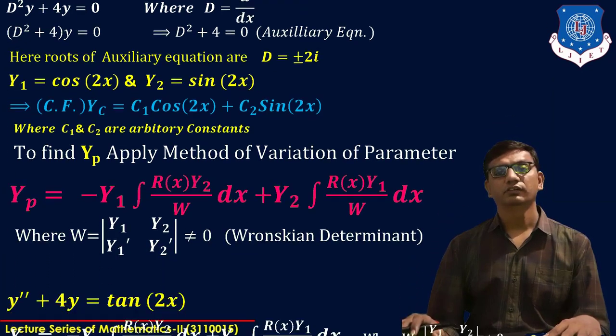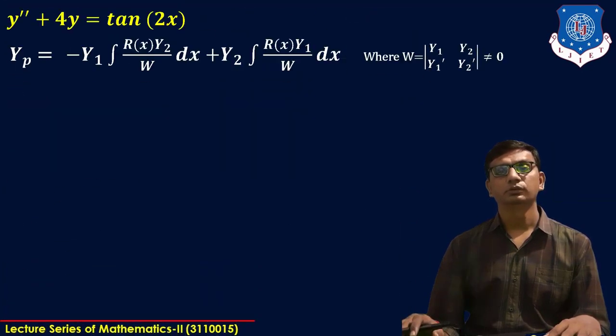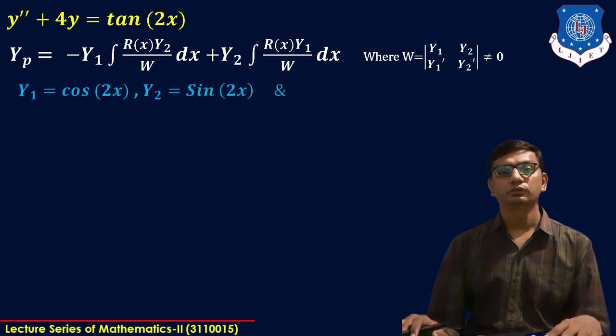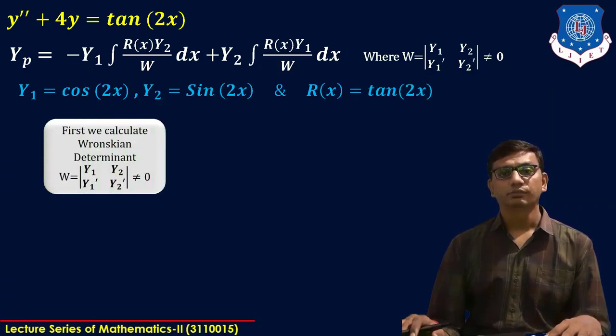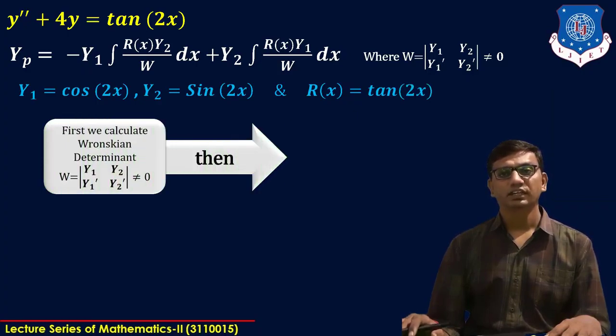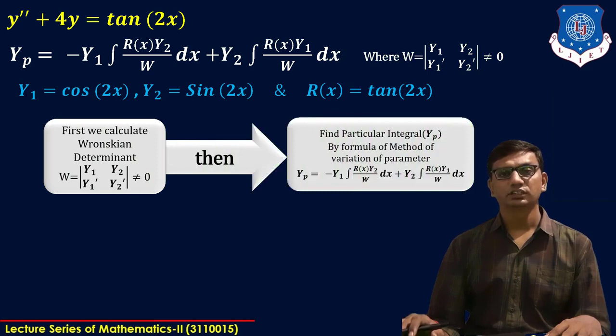Now we have the formula yp equal to minus y1 integration of rx y2 upon w dx plus y2 integration of rx y1 upon w dx, where w is the Wronskian determinant, |y1 y2; y1' y2'|, and y1 equal to cos 2x, y2 equal to sin 2x, and rx is tan 2x. Here, first of all we find the Wronskian determinant and then apply the method of variation of parameters.